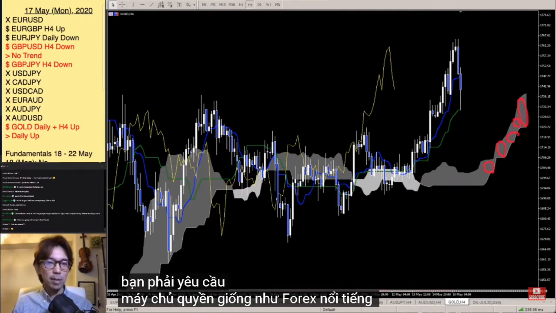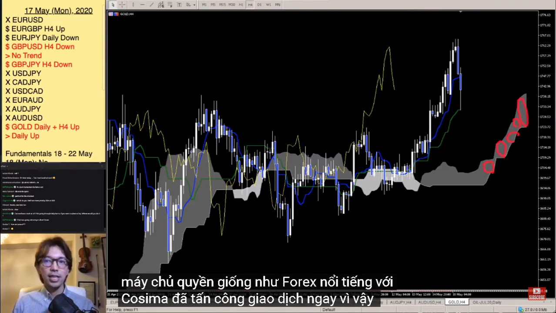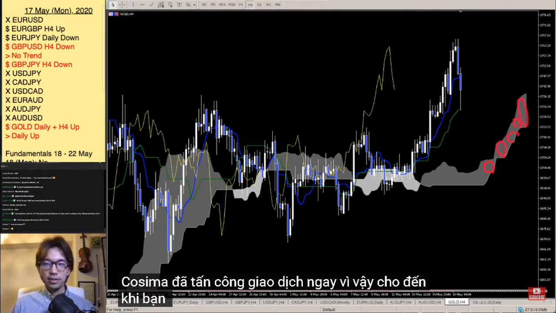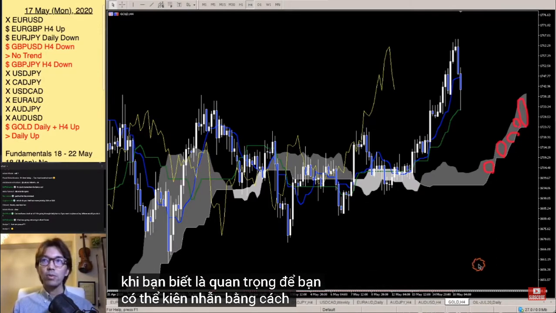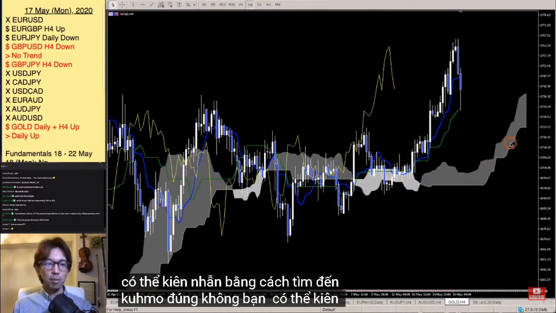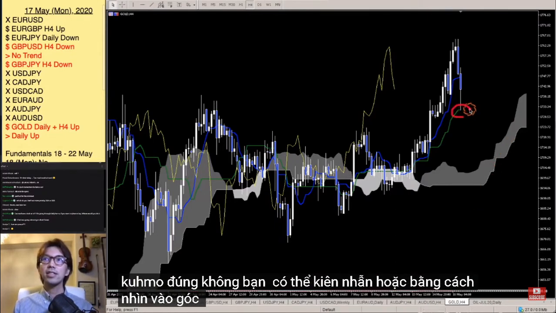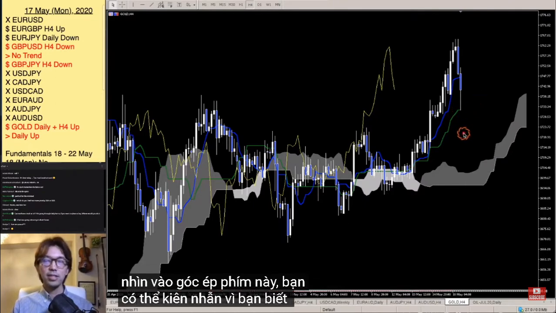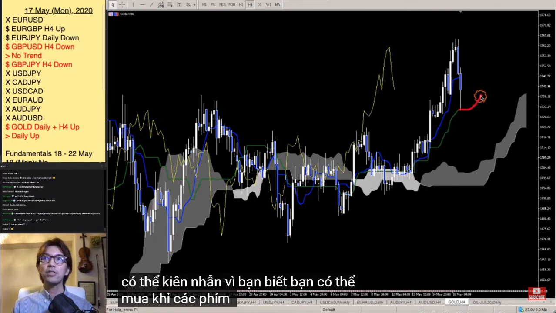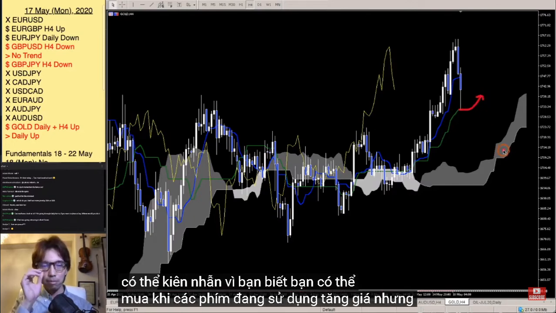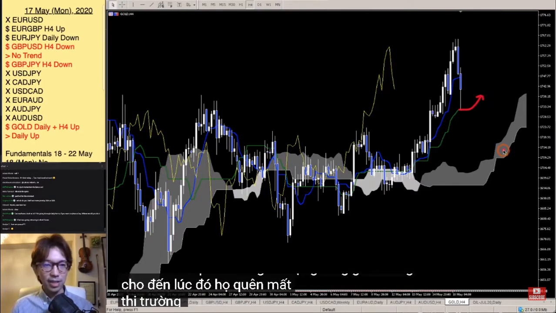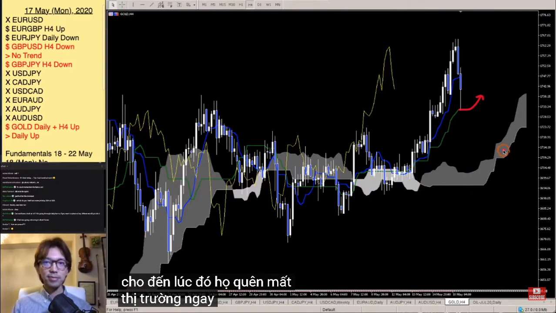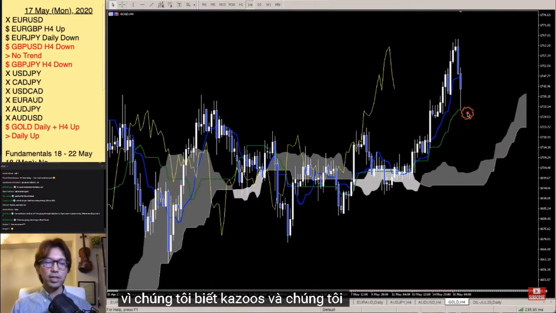So same as forex, same as stock trading, right? Knowing until when is important so that you can be patient. By looking at the Kumo, or by looking at this Kijun-sen angle, you can be patient because you can buy when Kijun-sen goes upwards. But until then, let's just forget about the market, right? Because we know Kijun-sen will go up.